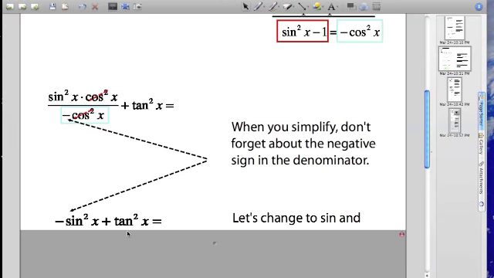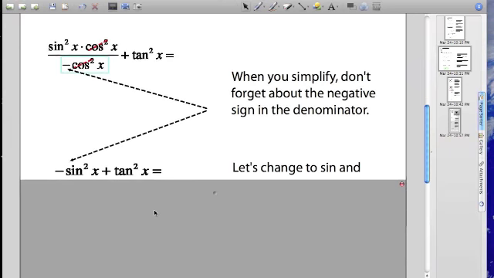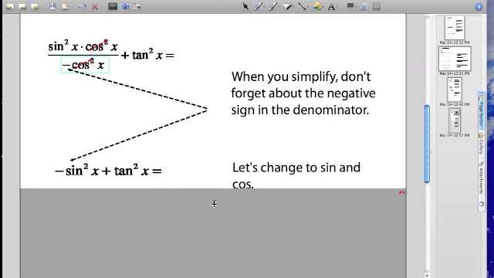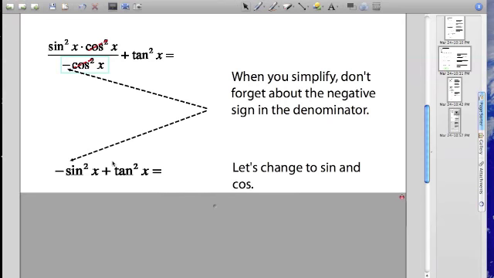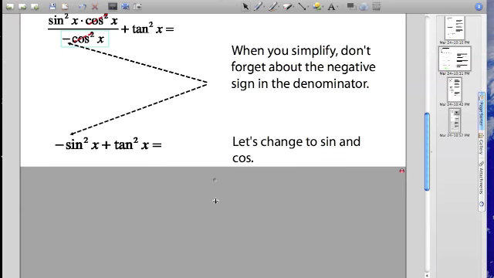Bring my tangent squared down. No big change there, but I can see where a lot of you would simply forget this or think it's canceled out with the cosine. Don't forget that. That just changes the sign of sine squared. Okay, when you have this part, here again we're going to try to change things into sine and cosine. So I'm going to take my tangent squared x, and I'm going to change that into sine squared x over cosine squared x.